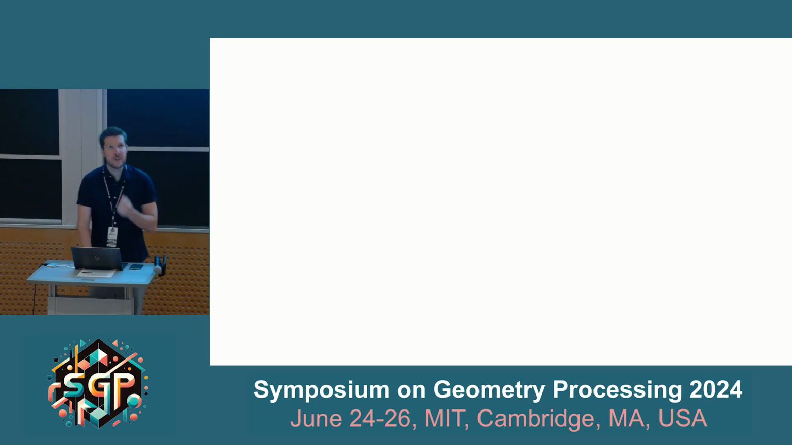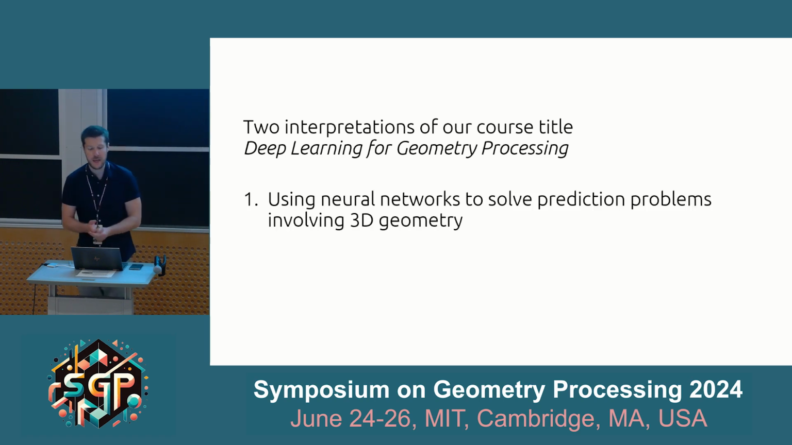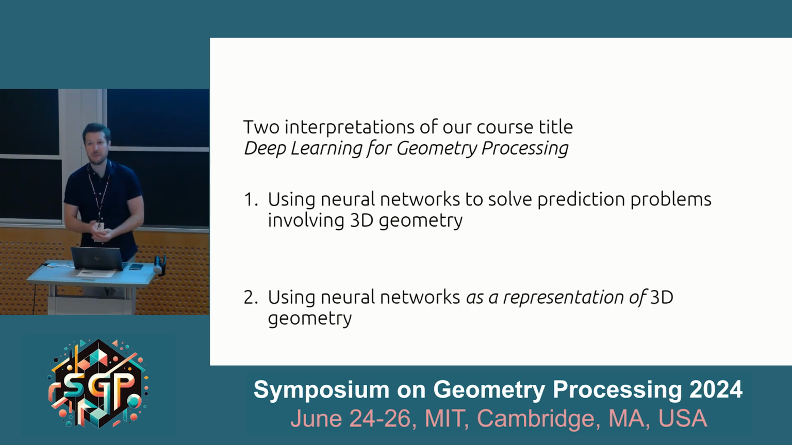When Zoe and I were thinking about how we were going to put together this course, we came up with basically two interpretations, at least, of this title, Deep Learning for 3D Geometry. One is to interpret this as the practice of using neural networks to solve prediction problems that involve 3D geometry. But there's another angle where you could talk about the process of using neural networks as a representation for 3D geometry itself.